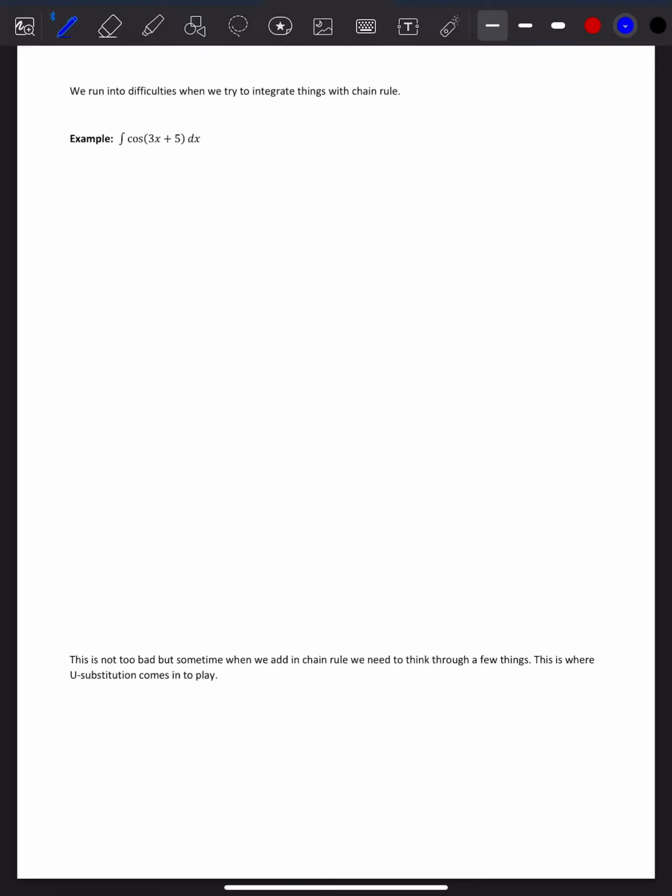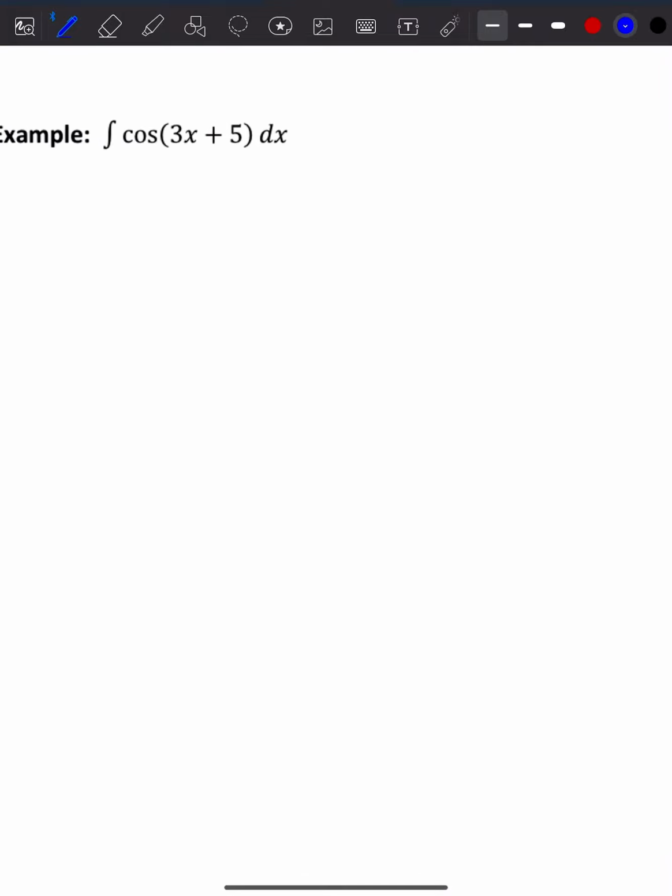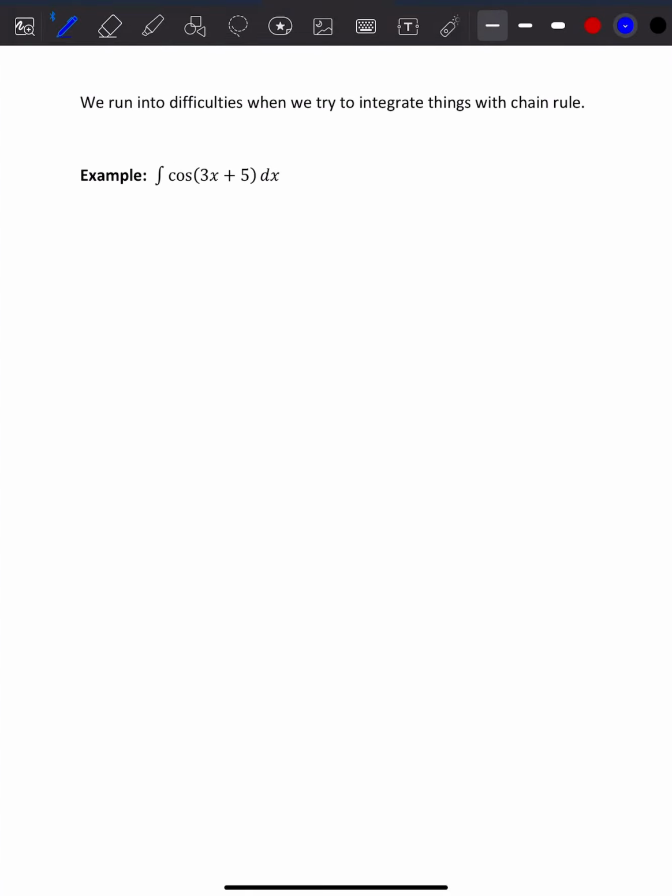When we look at problems like this, sometimes we're going to run into some difficulties because this is where we have chain rule. So we need to be a little bit more mindful of what we're doing when we have chain rule. We need to remind ourselves about chain rule.